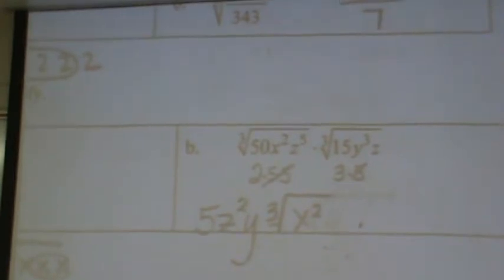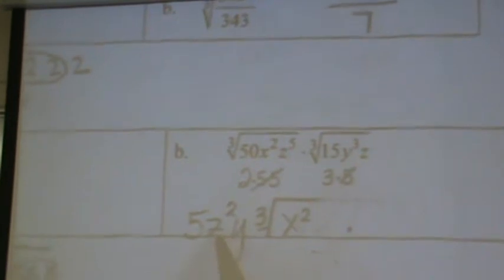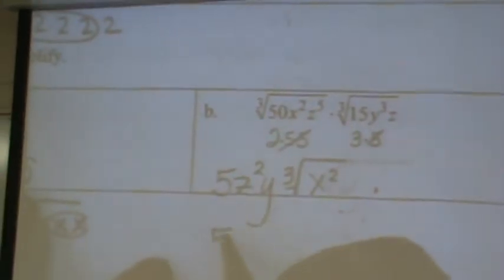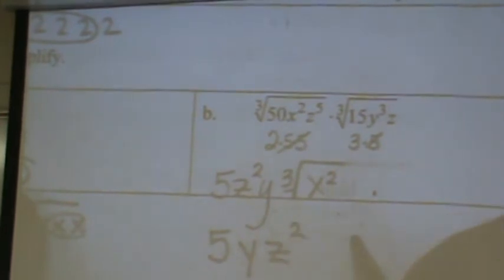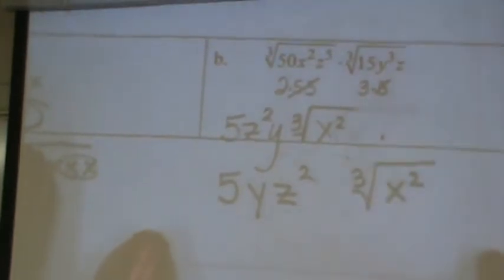Same with b. You want to break these numbers up. I got 5z squared y. Actually, y should come first. It should be 5y z squared, and then times the cube root of x squared.